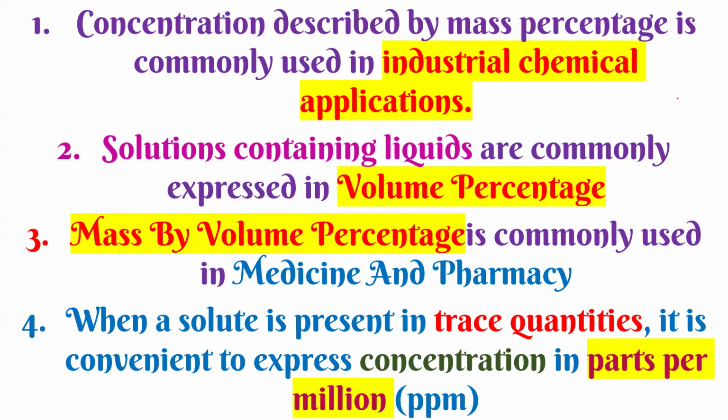Now, the uses of the concentration terms. Mass percentage is usually used in industrial chemical applications, whereas volume percentage is used for solutions containing liquids. Mass by volume percentage is used in medicine and pharmacy. If the solute is present only in trace quantity, we use parts per million. We use it for pollutants too, such as air pollution or water pollution, when the solute is present in trace quantity.